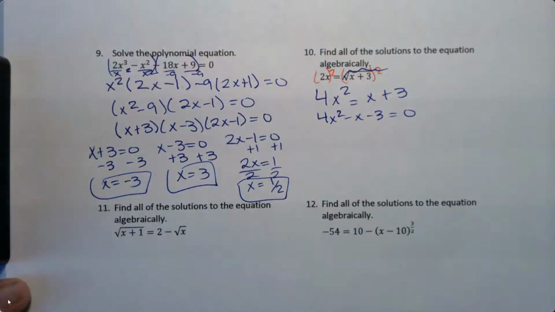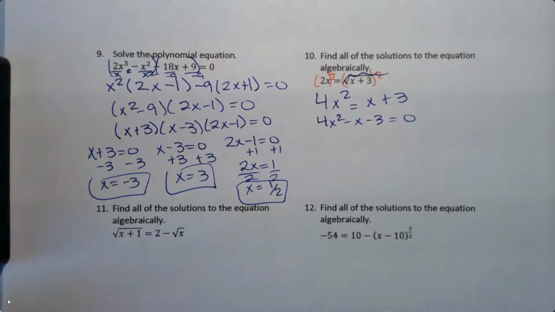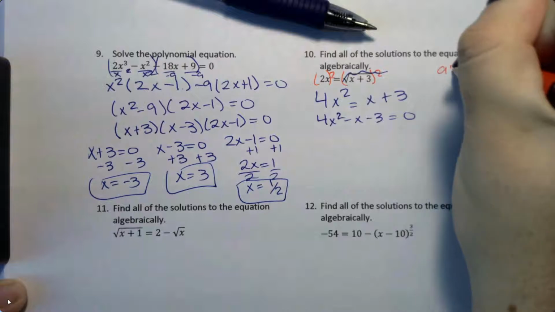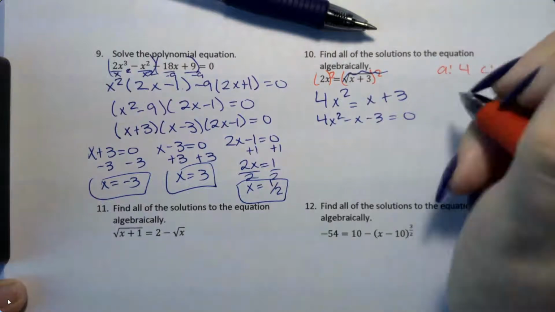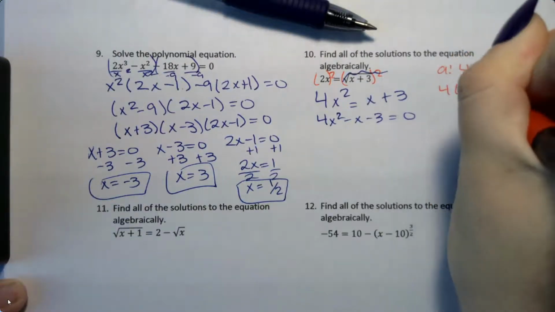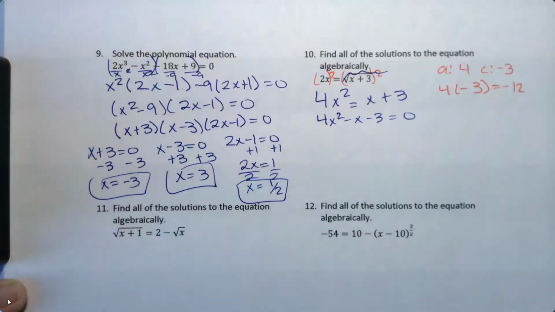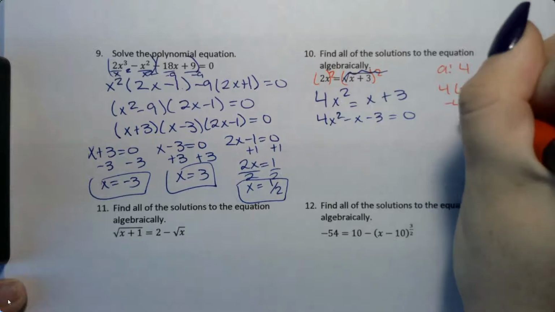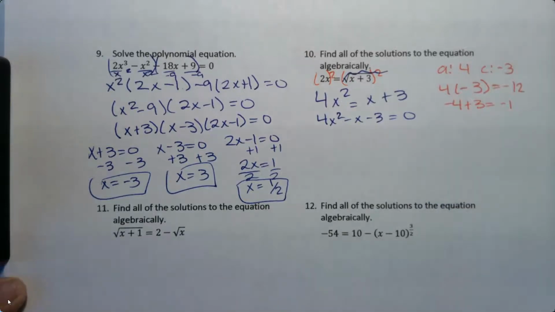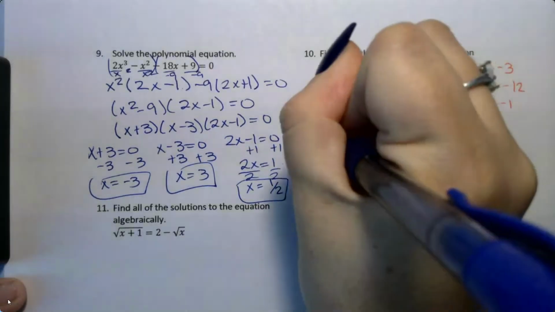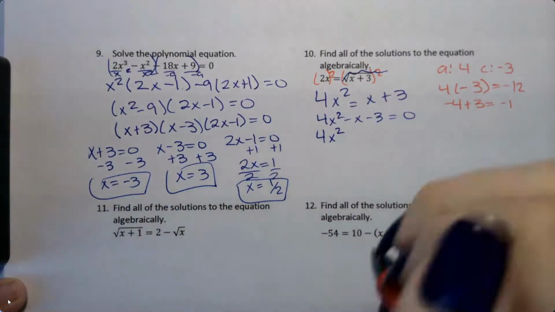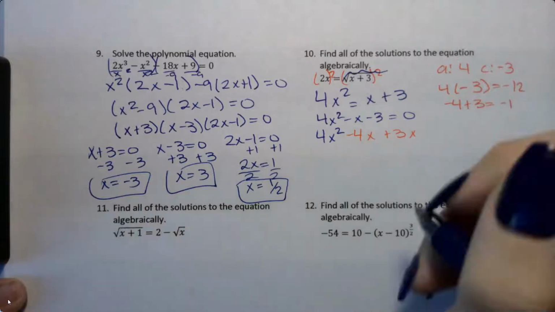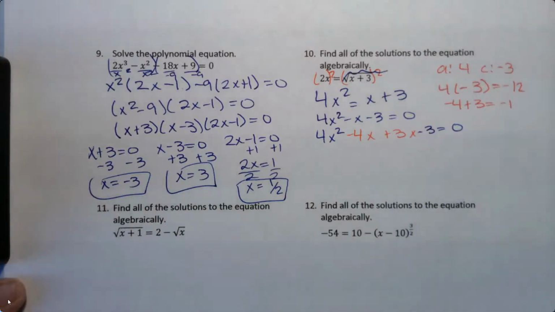This one, my a doesn't divide out, so I want to use the AC method. So my a is 4 and my c is negative 3. If I multiply those together, it gives me negative 12. I'm looking for 2 numbers that multiply to negative 12 and add up to negative 1. So that's going to be negative 4 and positive 3. So I want to split up my middle term. I'm going to have 4x squared, and then I'm going to have minus 4x plus 3x, and then my last term stays the same, minus 3 equals 0.